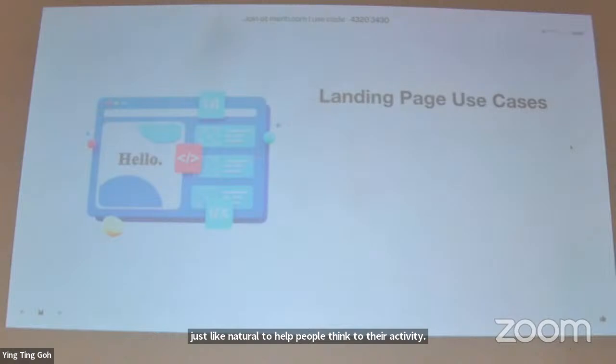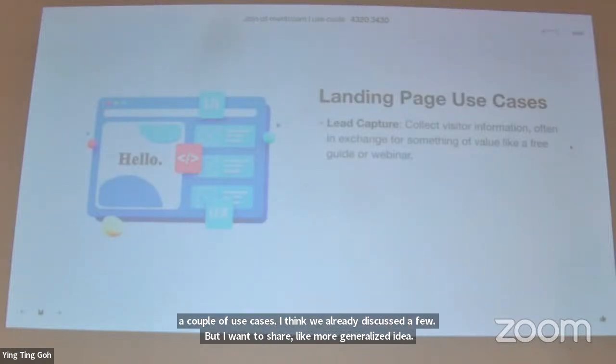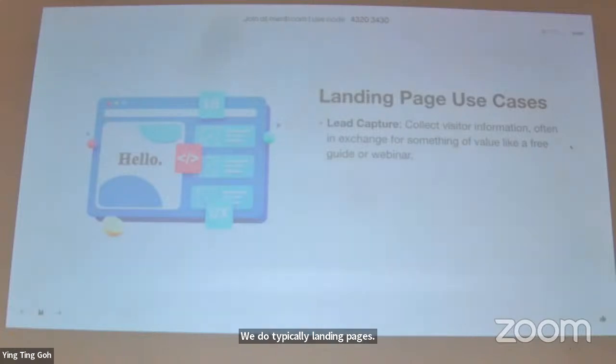So a couple of use cases. I think we already discussed a few, but I want to share a more generalized idea. We typically do landing pages for lead capture. A lead is anytime we're collecting information from people who are interested in what we're doing, sometimes in exchange for something of value. So maybe I'm going to say, I'm going to give you a free guide, can you give me your email? I'm going to do a free webinar for you, can you give me your email? I'm going to use different words on the landing page, but that's the primary concept. We use it for lead capture. Sometimes it's not required. Maybe I'm just displaying my info, and if they are interested, they will just put in their information.